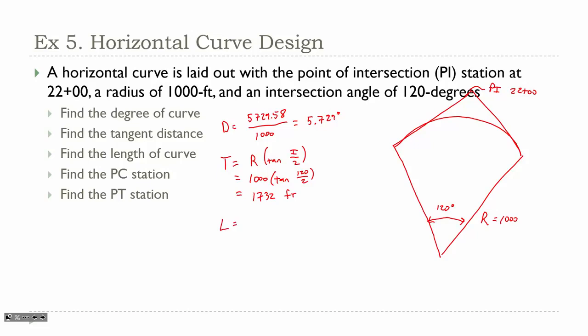L, there's a few equations for L. I think I over D times 100, we have that information. So 120 over 5.729. I guess technically, if I'm going to round it, it'd be 2095, not a big deal. So then we can calculate our PC as 2200 minus T, which is 1732.